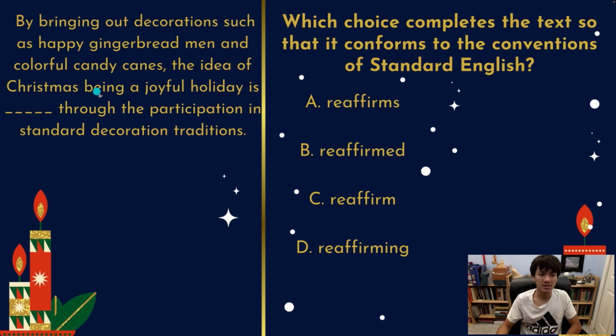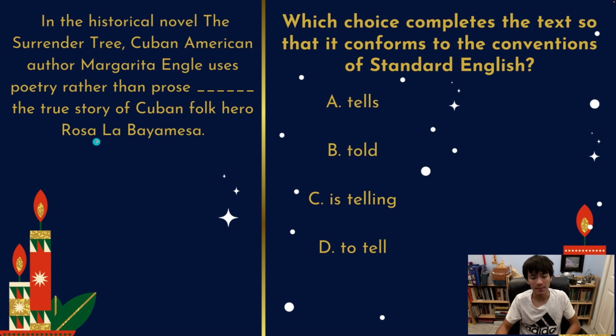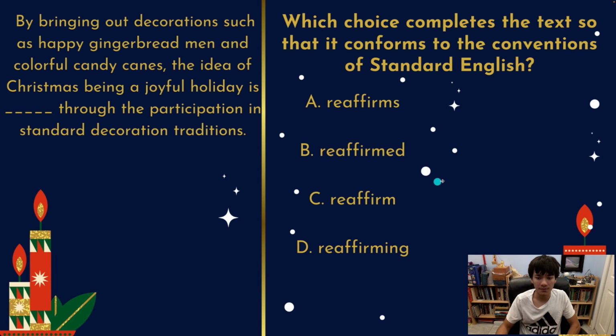So we can just shorten some of the extra stuff in the sentence to make it a little bit more straightforward. We can take out some of the information that is not completely necessary to understand the sentence, like the idea is what? Through the participation in standard decoration traditions. That would be B, reaffirmed here, because the idea is reaffirmed when you put up the traditions. It's not reaffirms, because reaffirms would be something that's actively happening. So we know it's reaffirmed, not reaffirming, because it's not actively happening. Reaffirm is something in a different tense.